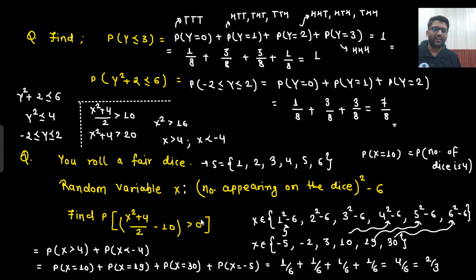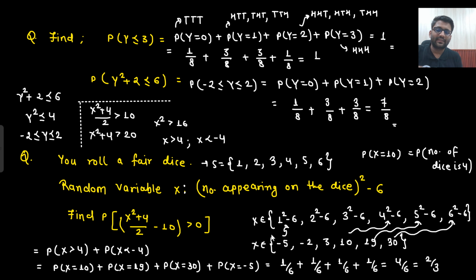Then I asked you the probability in an inequality, so you should know how to solve the inequality. You got the condition that X could be greater than 4 or it could be less than minus 4. X greater than 4 means X should be taking the values 10, 19, 30. Less than minus 4 means it should be taking the value minus 5.